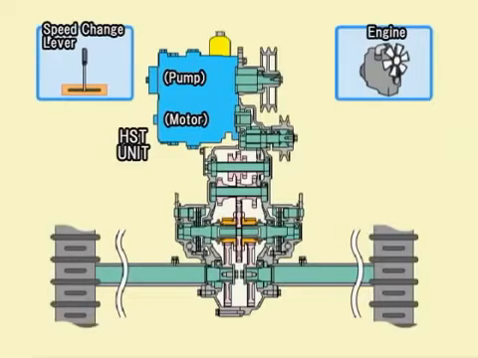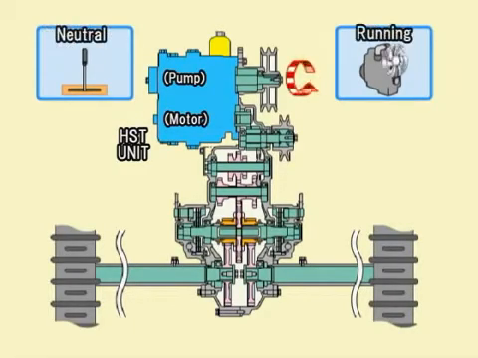Let's look at the relationship between the engine and the HST and the transmission and speed change lever. This is a cross-sectional drawing of a Kubota combine harvester. First, the engine is started. A belt drive connected to the engine makes the HST input shaft rotate. As a result, the pump in the HST starts operating. The speed change lever of the machine is presently in the neutral position, so none of the gears in the transmission move.